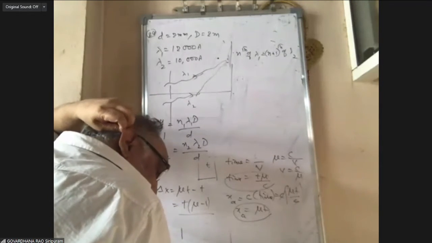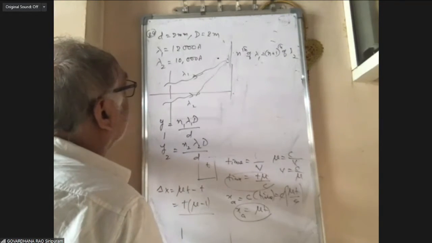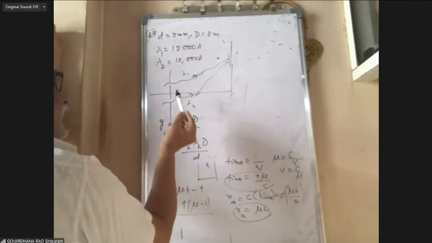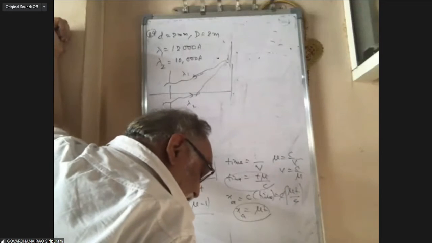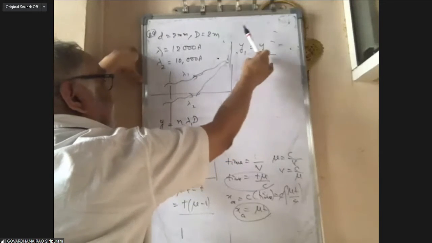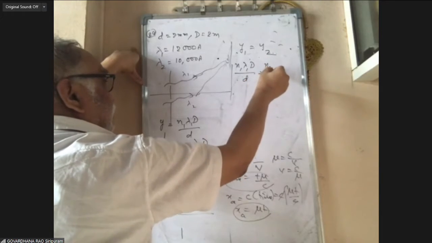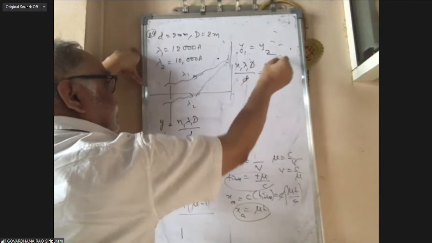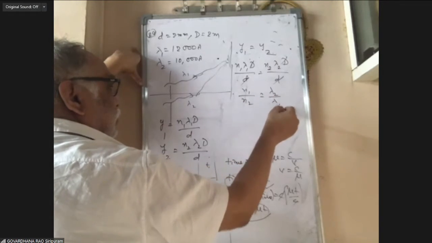So how is that equal to each other? N1 of bright fringe of first one, N2 of bright fringe of second one coincide. But they must coincide, so let us say y1 equal to y2. That means n1 lambda 1 D by small d should be equal to n2 lambda 2 D by small d. Correct? So n1 by n2 is lambda 2 by lambda 1. Correct?